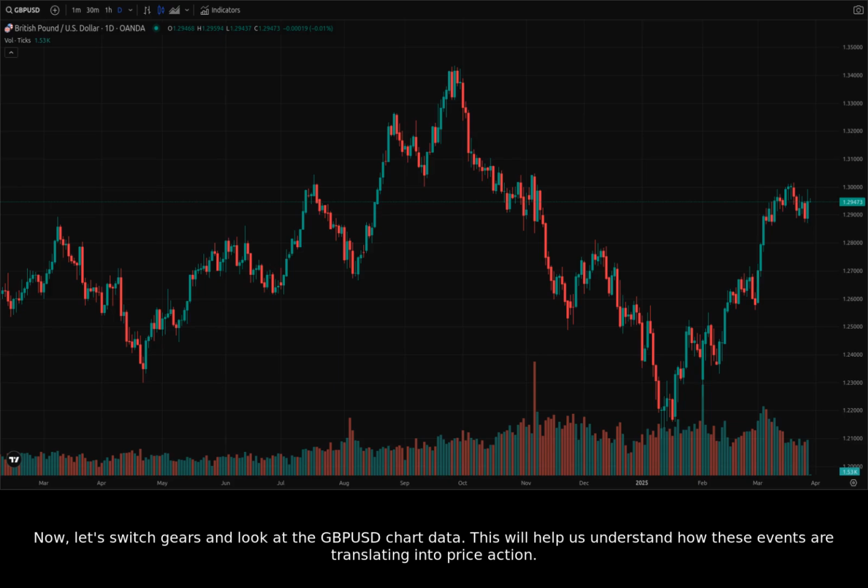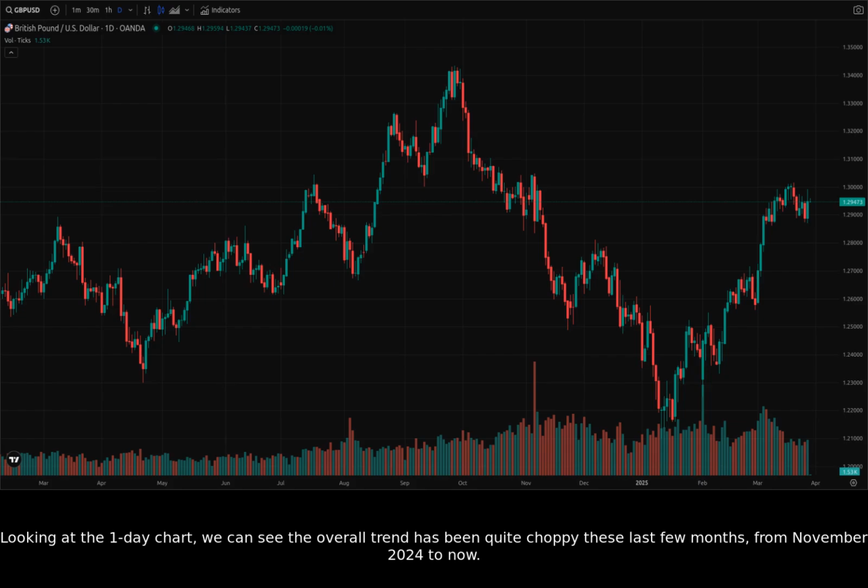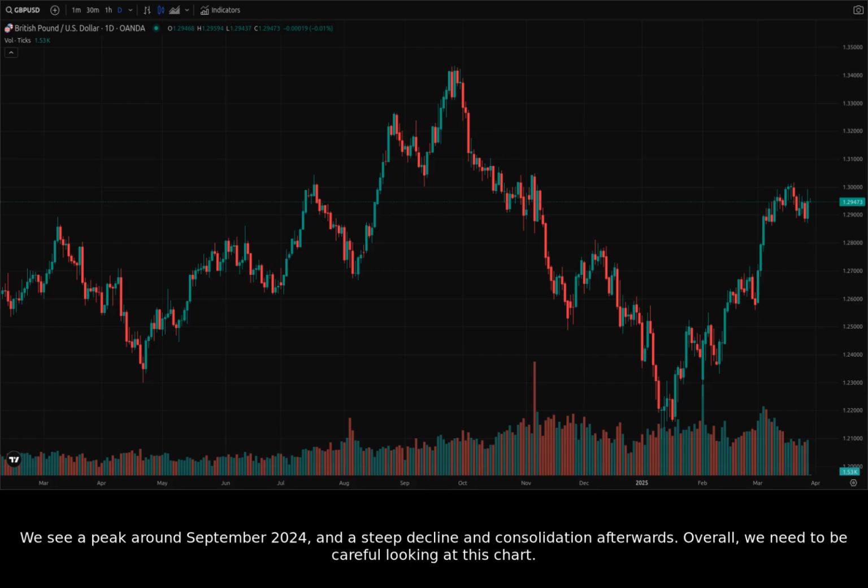Now, let's switch gears and look at the GBPUSD chart data. This will help us understand how these events are translating into price action. Looking at the one-day chart, we can see the overall trend has been quite choppy these last few months, from November 2024 to now. We see a peak around September 2024 and a steep decline and consolidation afterwards. Overall, we need to be careful looking at this chart.